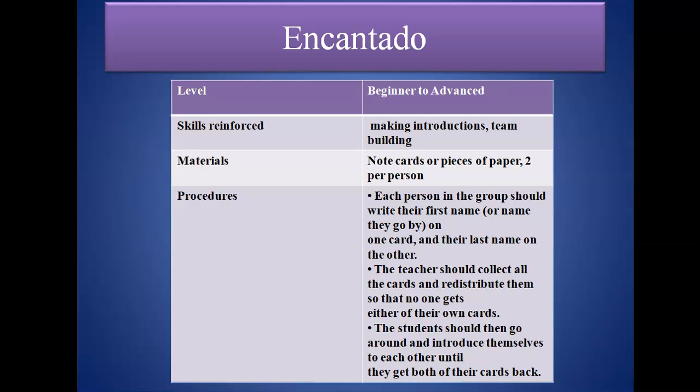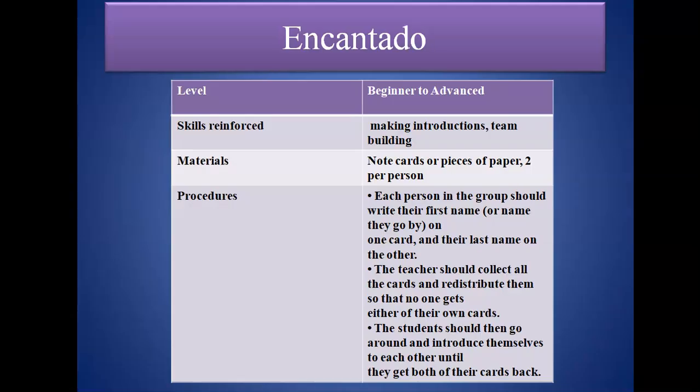Incantator. Skill reinforced: making introductions and team building. Level: beginner to advanced. Materials: note cards or pieces of paper per person. Each person in the group should write their first name or name they go by on one card and their last name on the other.